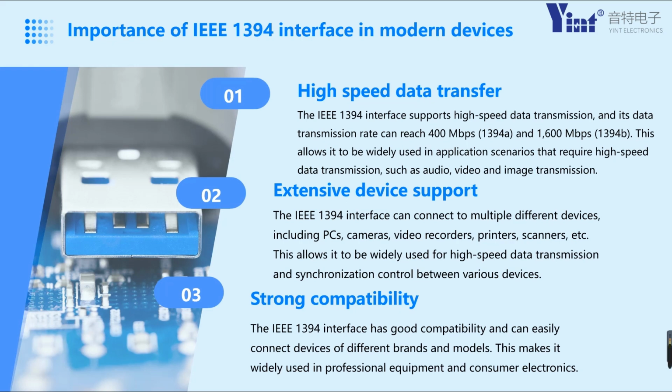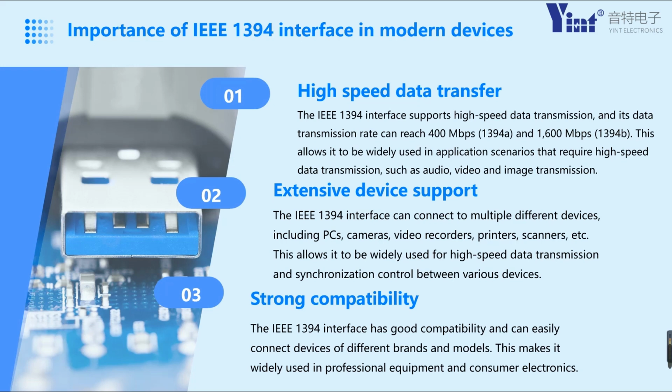This allows it to be widely used in application scenarios that require high-speed data transmission, such as audio, video, and image transmission. Extensive device support. The IEEE 1394 interface can connect to multiple different devices, including PCs, cameras, video recorders, printers, scanners, etc. This allows it to be widely used for high-speed data transmission and synchronization control between various devices.